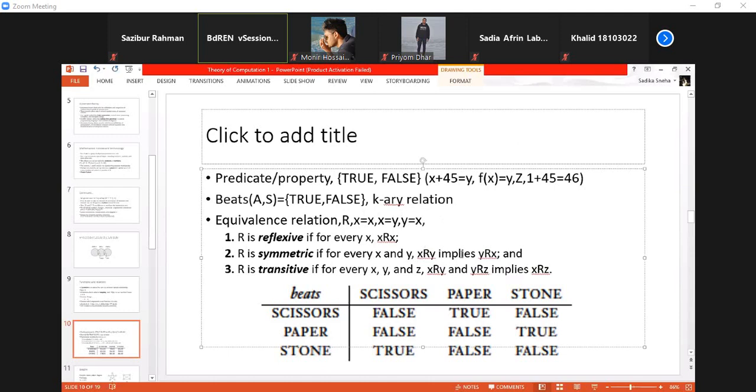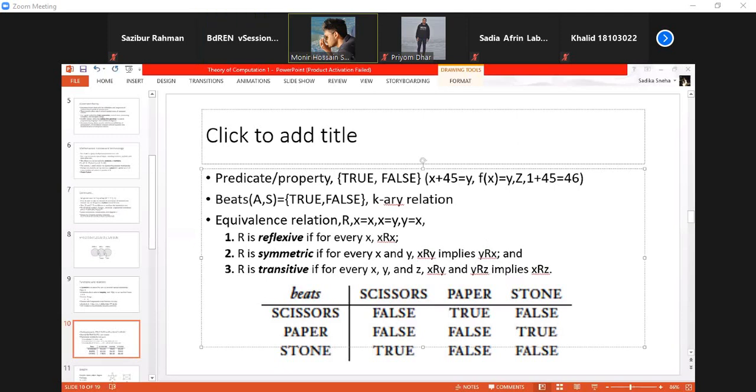Transitive is another relationship. We have seen this: if x is equal to y and y is equal to z, then x is equal to z. So R will represent an equivalence relation of equality if it satisfies the following conditions, where x is equal to x, x is equal to y implies y is equal to x, as you can see here.